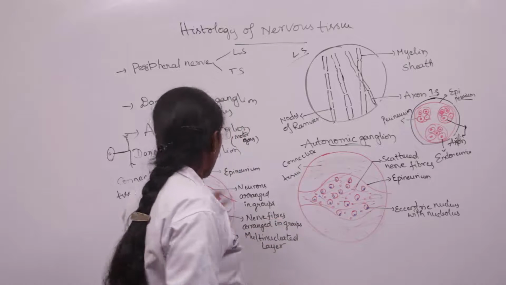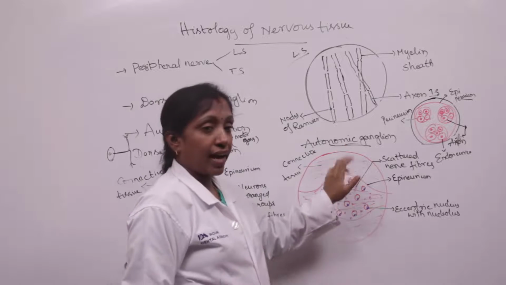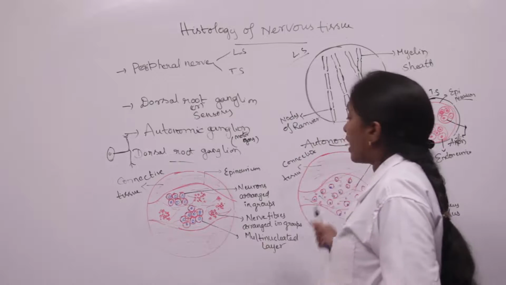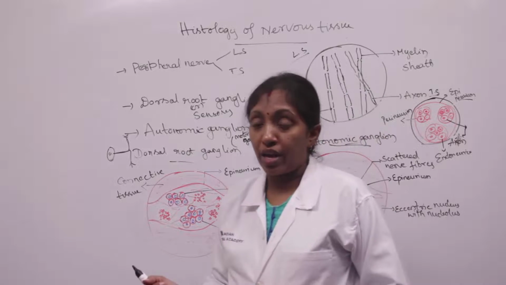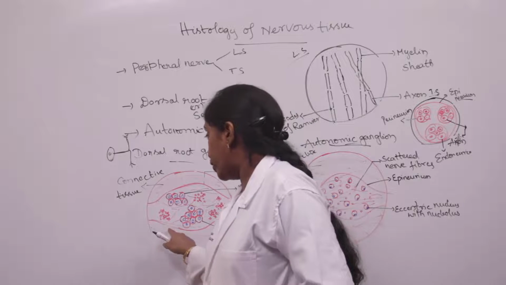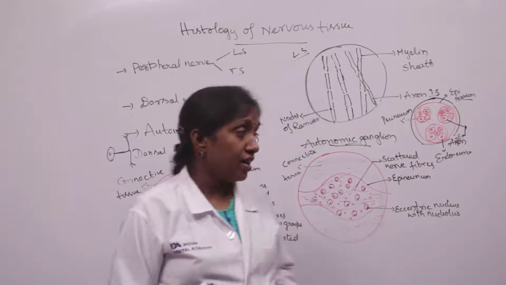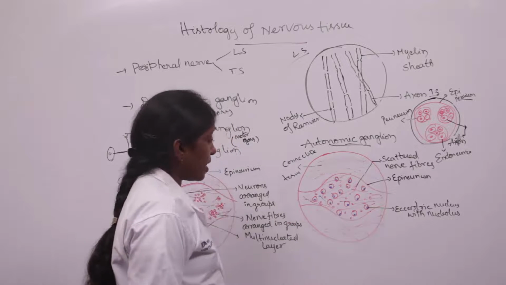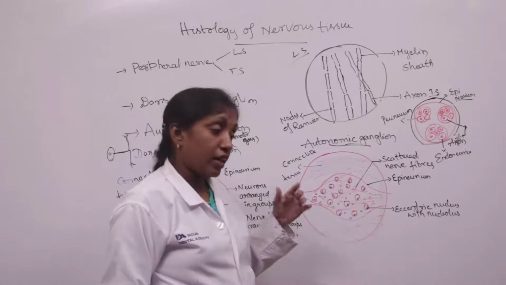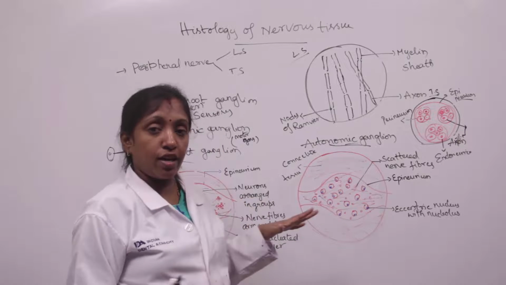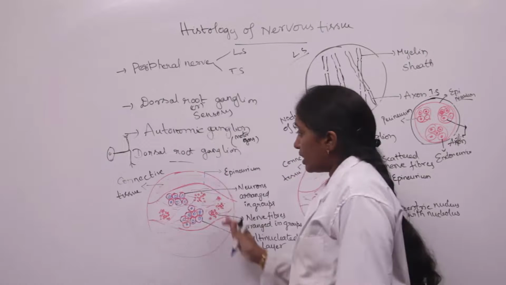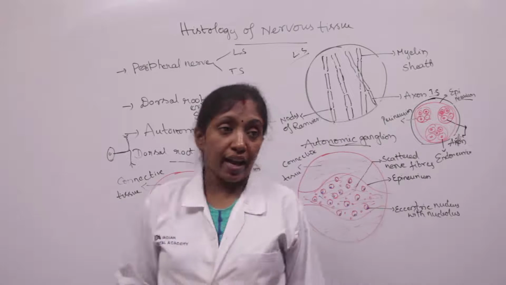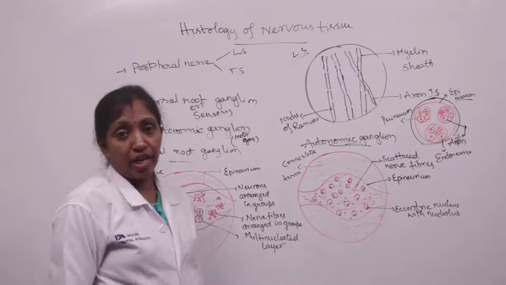So that's about the dorsal root ganglion and autonomic ganglion. The dorsal root ganglion consists of pseudo unipolar neurons and the autonomic ganglion consists of multipolar neurons. One has cell bodies of afferent neurons, the other has cell bodies of efferent neurons. The neurons and nerve fibers are arranged in groups in one, and scattered in the other. The autonomic ganglion is otherwise called the motor ganglion. So that's about the histology of nervous tissue.